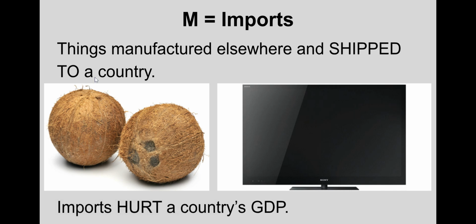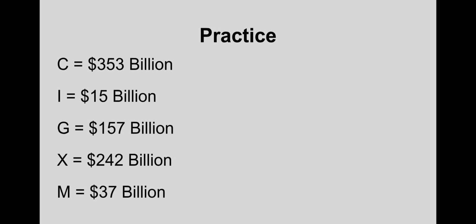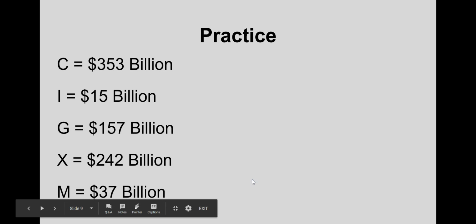So here's what I want to do. Again, make sure you get down this bottom part. Imports hurt a country's GDP. You want to make sure you get that in your notes. We're going to go and practice now. I'm going to give you that information. Go back in your notes. And yes, you can use a calculator, the calculator on your cell phone if you like. But go ahead and figure out the GDP for this fictitious country. And Mr. Wittig can pause here and come back to me in a little bit if he needs to.